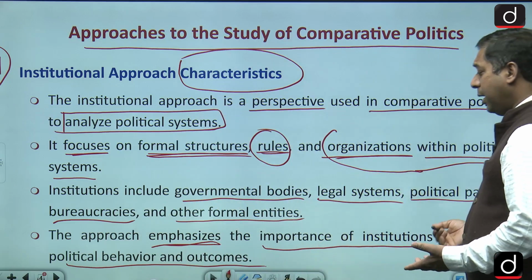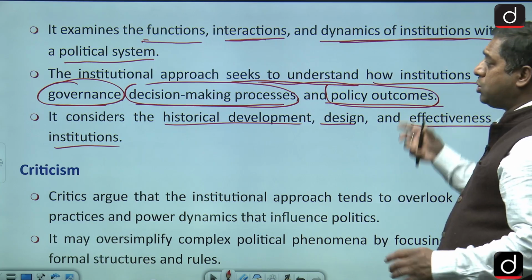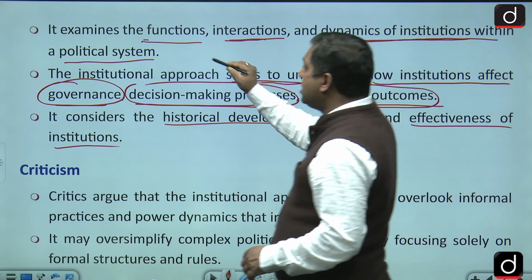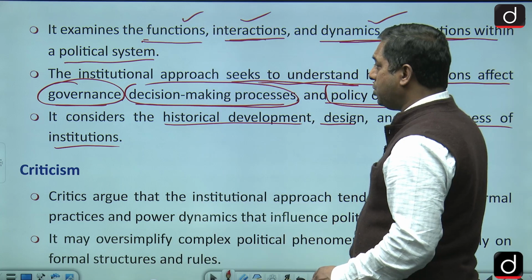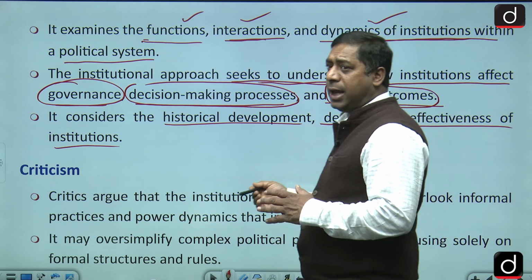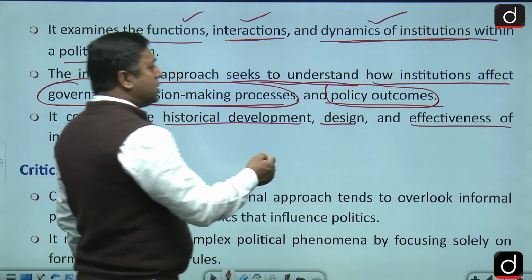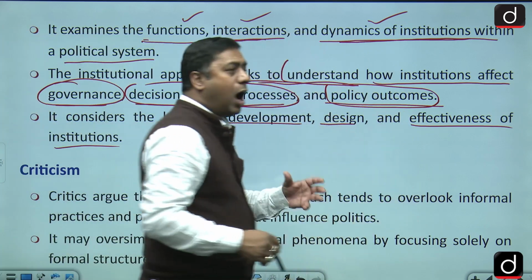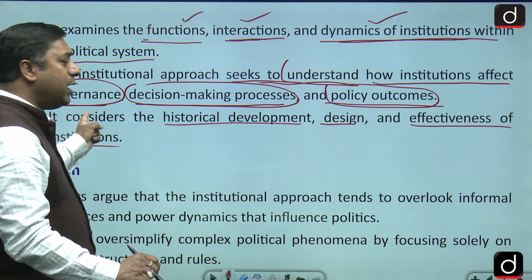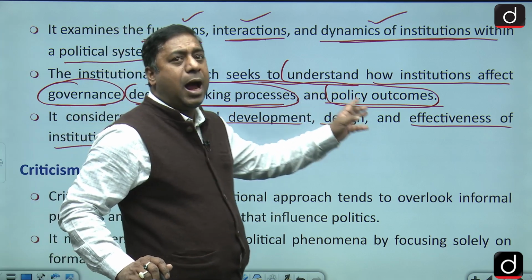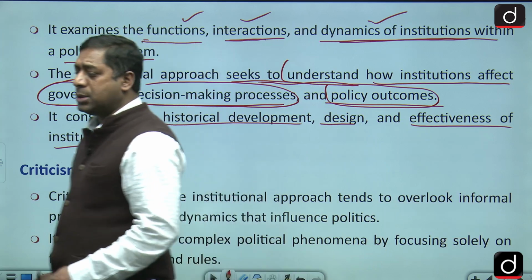Okay, so this is the institutional approach. It also examines the functions, the interactions, and the dynamics of these institutions. So in all, we can say that the basic institutional approach is trying to find out how these institutions affect governance, the decision-making process, and policy outcomes. Okay, so that is the characteristic.